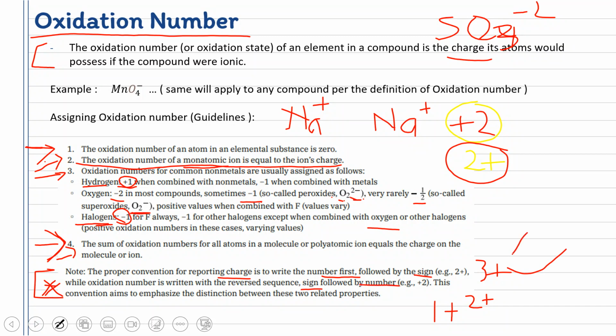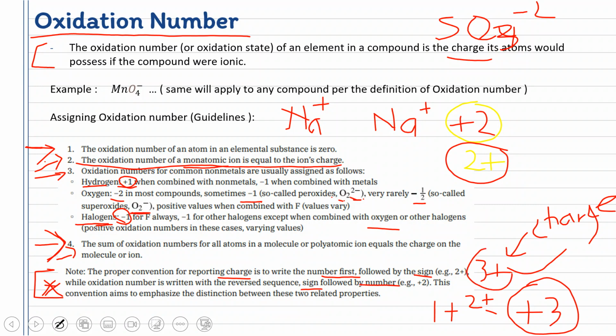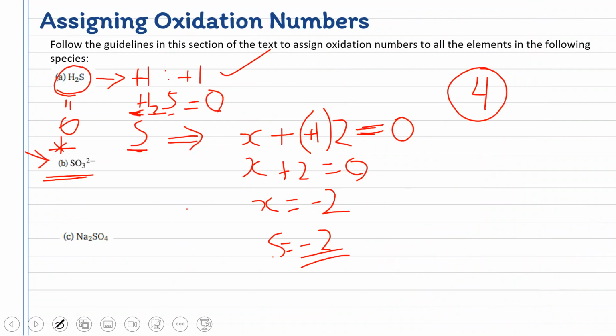So this is for charge. This is how to write the charge. If you want to write the oxidation number, the sign comes first, followed by the number. So this is the oxidation number, and this is the charge. Just keep that in mind. Great, so we want to come back to where we were.